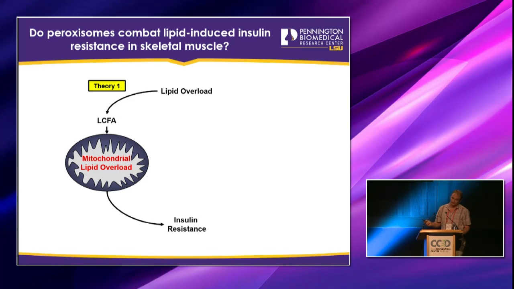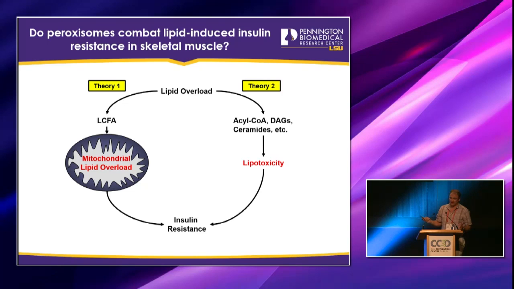The second model is when you get excess lipid, you get accumulation of acyl-CoAs, diacylglycerides, ceramides, and that these can directly interfere with the insulin signaling cascade, and that's referred to as the lipotoxic model of insulin resistance.